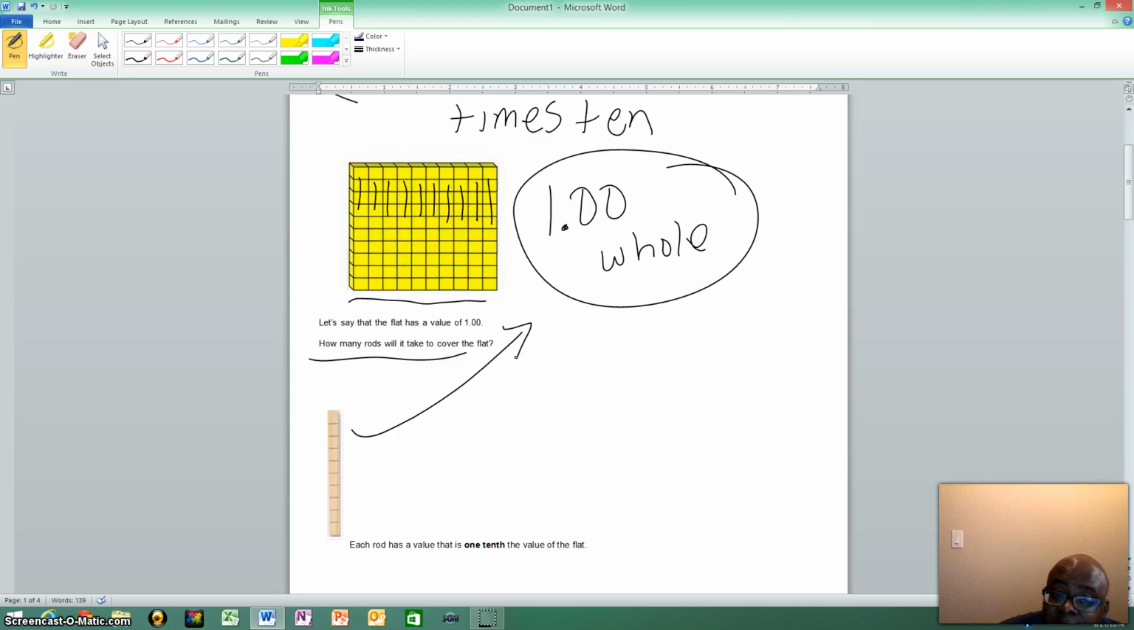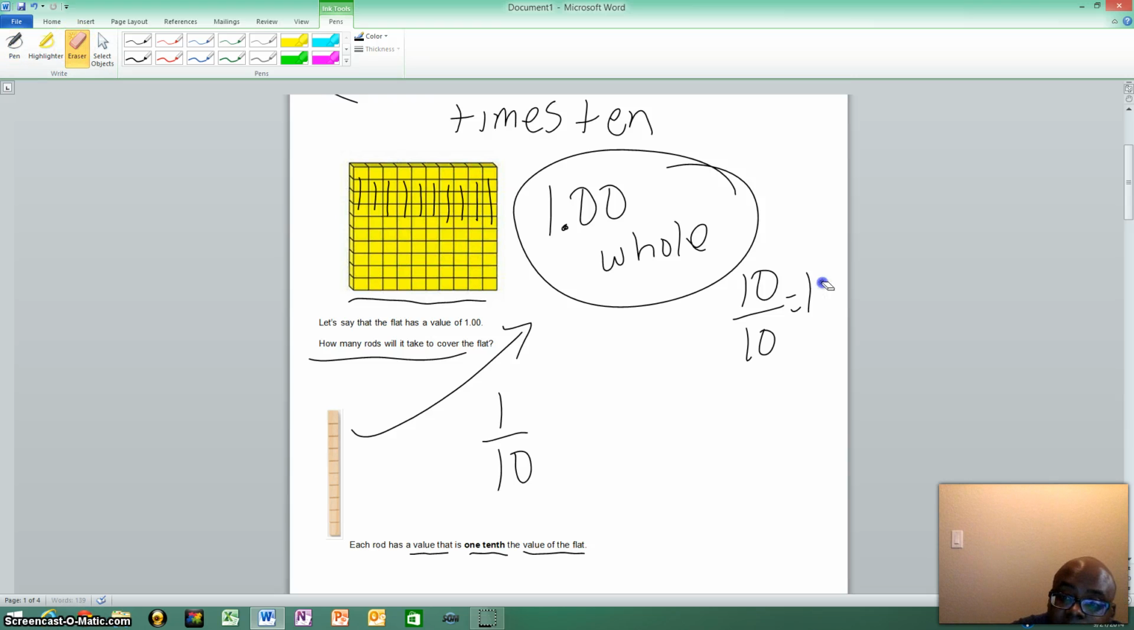And the reason why is that each one of these rods has a value that is 1/10 the value of the flat. That means that this is 1/10. And for us to get one whole, we're going to need 10 tenths to make one whole. Or 0.1. This is the fraction, and this is the decimal.